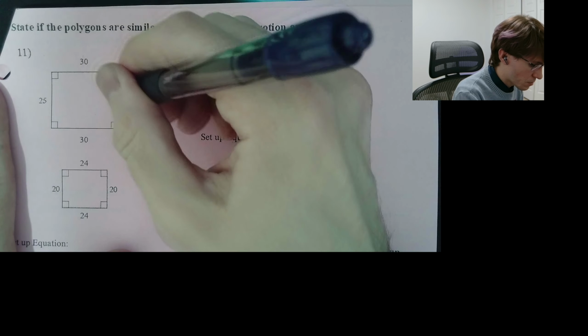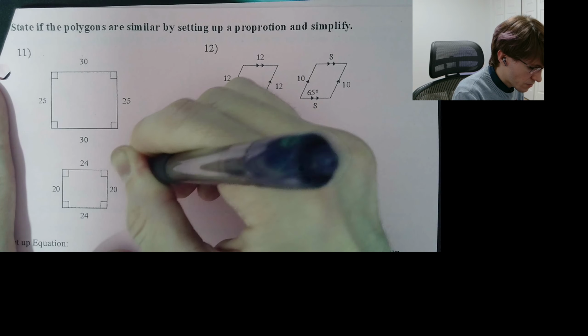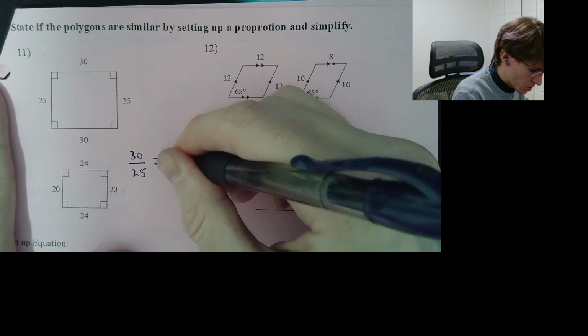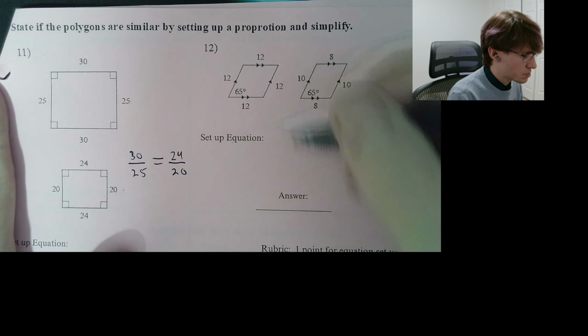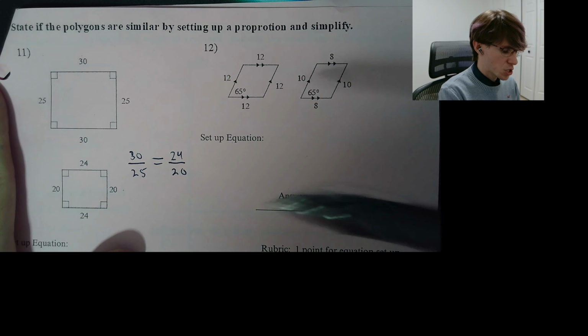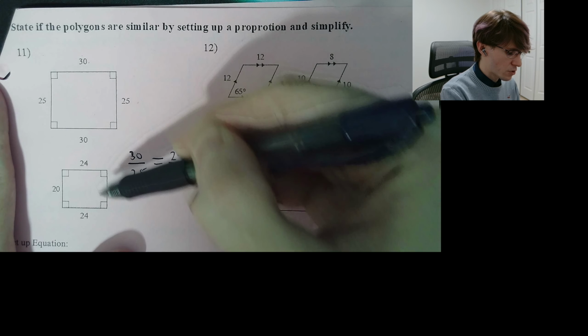So I picked the top and the right, 30 over 25. And then I'm going to pick the top and the right over on the other one. So you got to make sure you're picking the same exact position, and we call those corresponding. So you're picking the corresponding position. Again, I'm doing 30 over 25, 24 over 20.